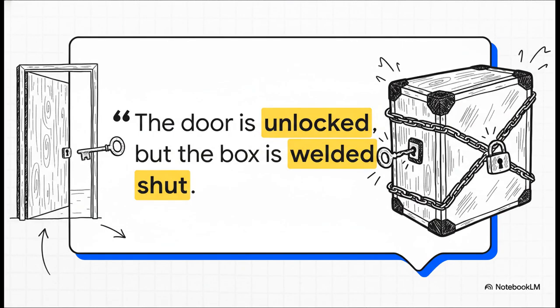I absolutely love this analogy I saw from a developer who banged their head against this exact problem. It explains it perfectly. The door is unlocked, but the box is welded shut. See, your IAM policies and your resource policy, they unlocked the door. They gave your Lambda permission to ask for the secret. But the secret itself is tucked away inside an encrypted box. And that box is locked with a key that simply refuses to work for anyone from outside the original account. The problem isn't about who you are, it's about not having the key to decrypt.